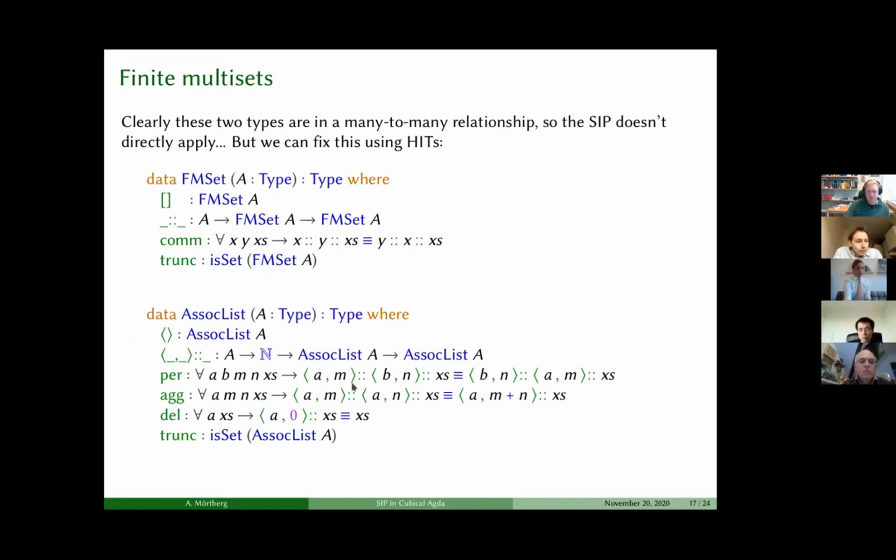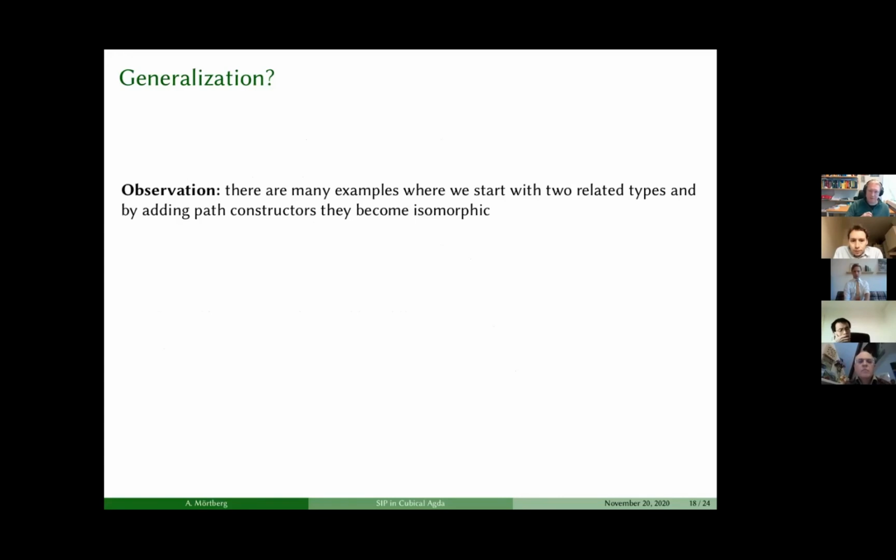So for example, you have a swapping axiom here as well. And then, if A occurs with multiplicity M and multiplicity N, then it's the same as having it with M plus N many times, and so on. So these two types are now in fact isomorphic. What we did was start with some normal type, like lists, and then add some higher constructors to both of the types, and then we end up with two types that are isomorphic. And this happens a lot. We have other examples of this, like queues or dictionaries and so on, trees. So this happens a lot.